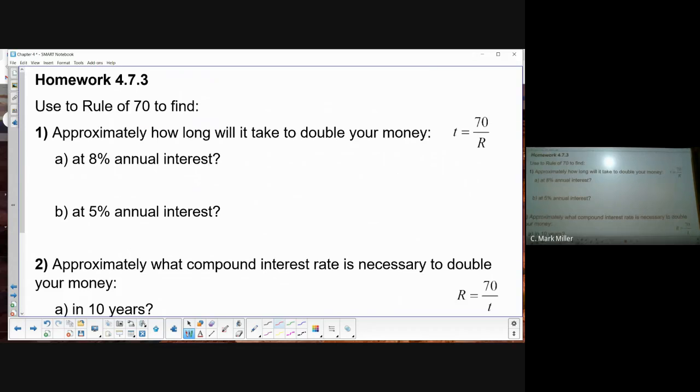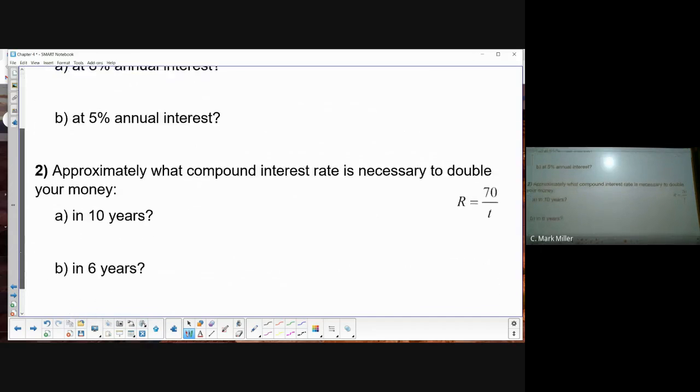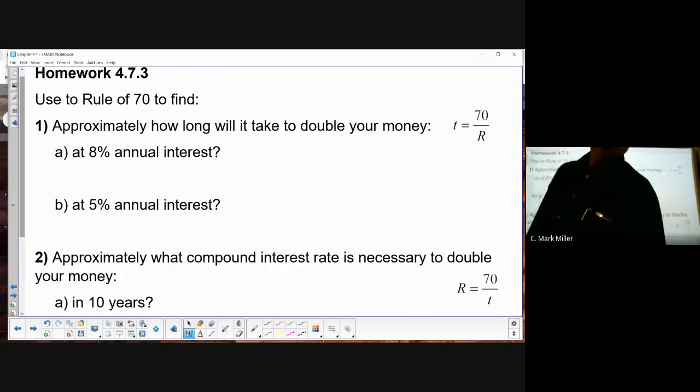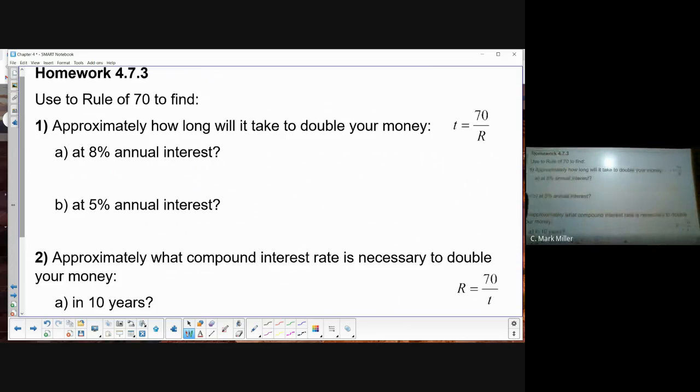Here's some homework. It's just what we just did. This is a quick little tool. It's not exact. Very close, though. It's very close.